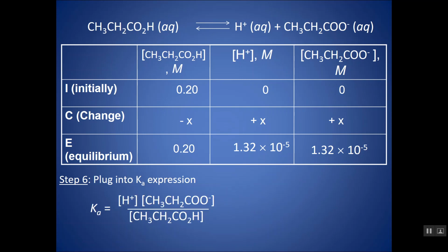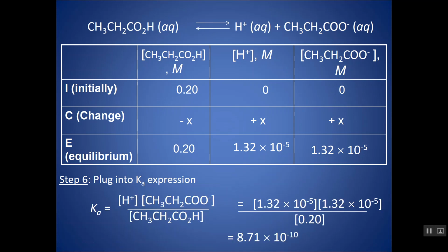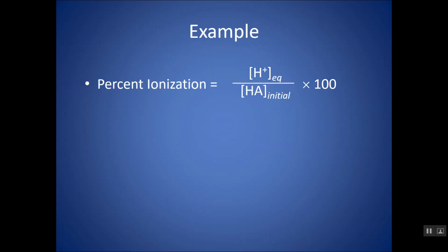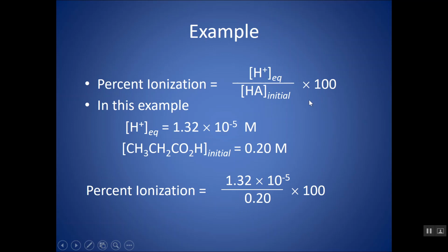I can find my Ka by plugging in, and I get 8.71 times 10 to the negative 10, which is smaller than last time. It makes sense. I have a much smaller H plus than last time as well. And I can find my percent ionization by plugging into the equation, putting H plus concentration from equilibrium on top, which I got from pH, and putting my initial acid on the bottom, and I get 0.0066%, much weaker acid.